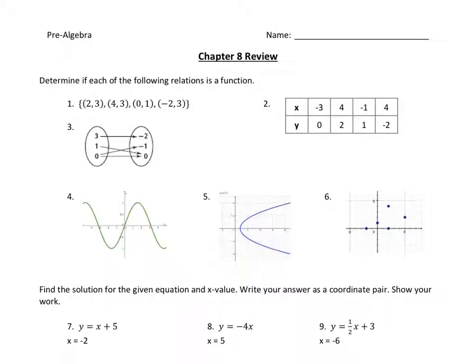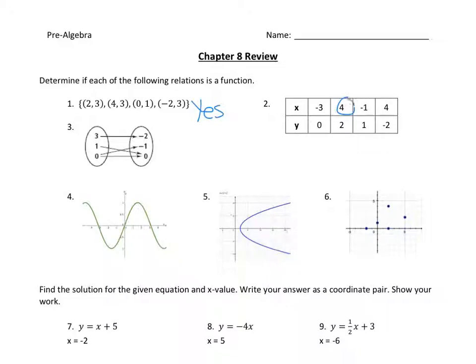Okay, part 1. Determine if each of the following relations is a function. So, what you want to do is look at the x. There's no x that repeats. So every one of these airplanes is going to a different airport. So this one's yes. It's a function.